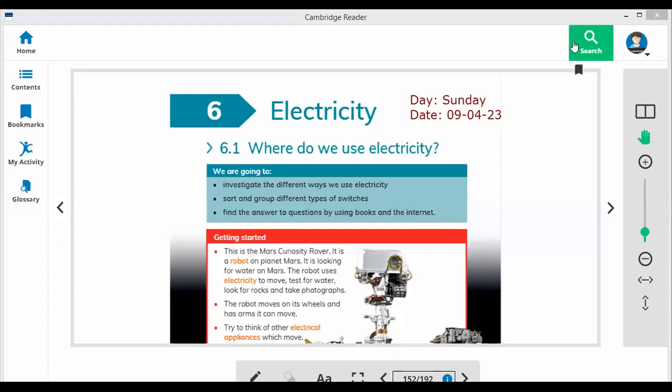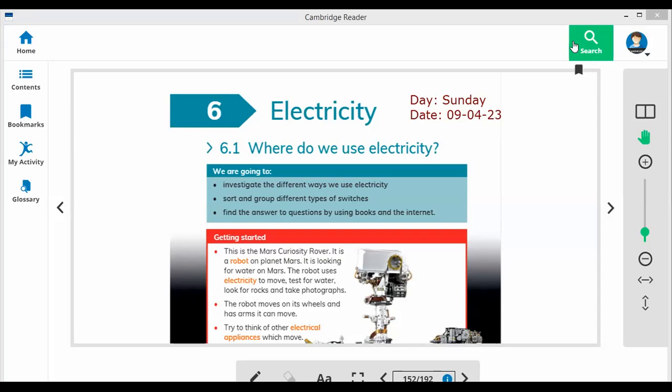Okay, boys, welcome to your science class. Today in science, we are going to start our new unit. The unit name is electricity. Lesson 6.1. Where do we use electricity? So today we are going to discuss where we use electricity.